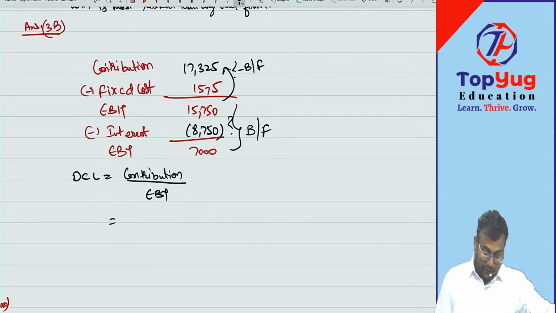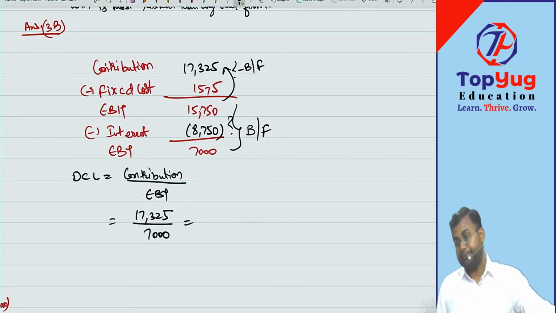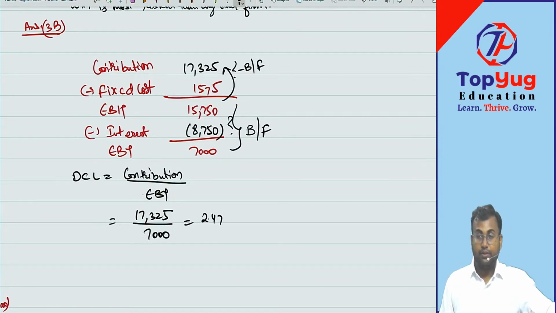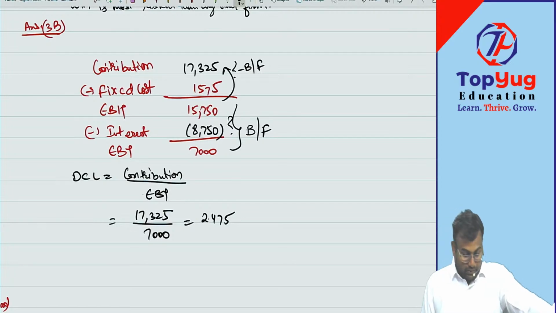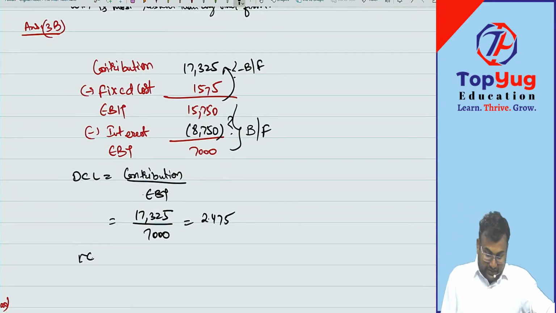Okay. So how much is my contribution? 17325 divided by how much is it? Sorry, 2.4. Can I recalculate DCL please, with your permission?